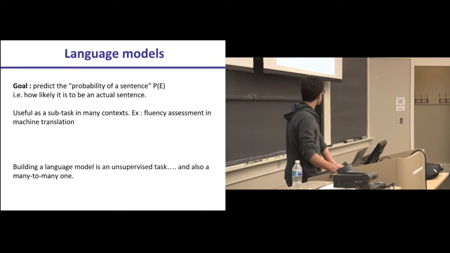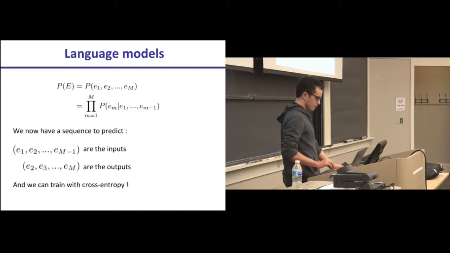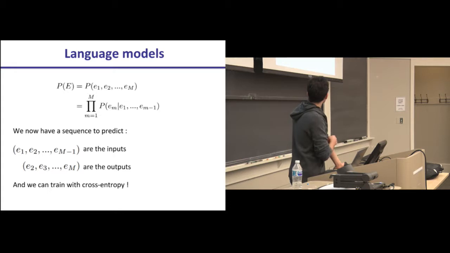So to train it, we're going to turn it into a supervised task where it becomes a many-to-many task. Basically, if you want the probability of a sentence, so a sequence of words, E1, E2, up to EM, you know that you can decompose the probability into probability of E1 times probability of E2 given E1 times probability of E3 given E1 and E2, etc., up to EM conditioned on all the words before EM.